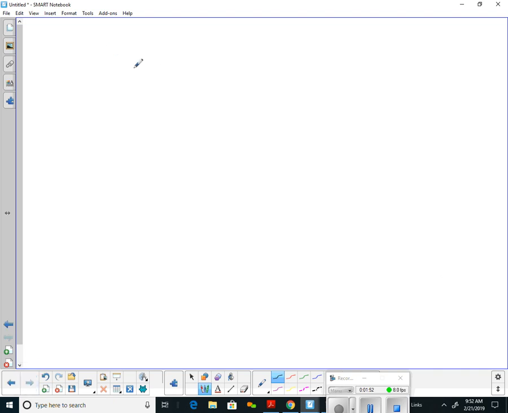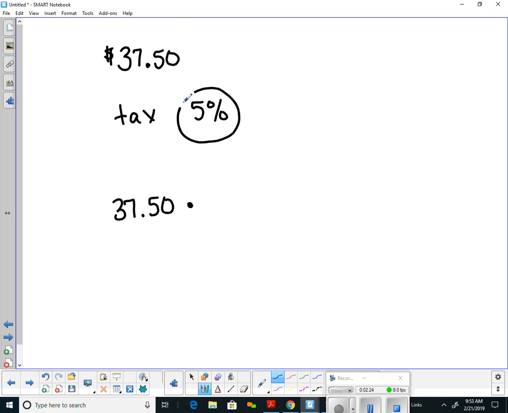Okay, so if I said that I'm going to go to the store and buy some groceries and it comes to $37.50, and there is a tax of 5%. So what we're going to do is find out the amount of tax that we have on this product. To do that, you're going to take the price and multiply it by this as a decimal.